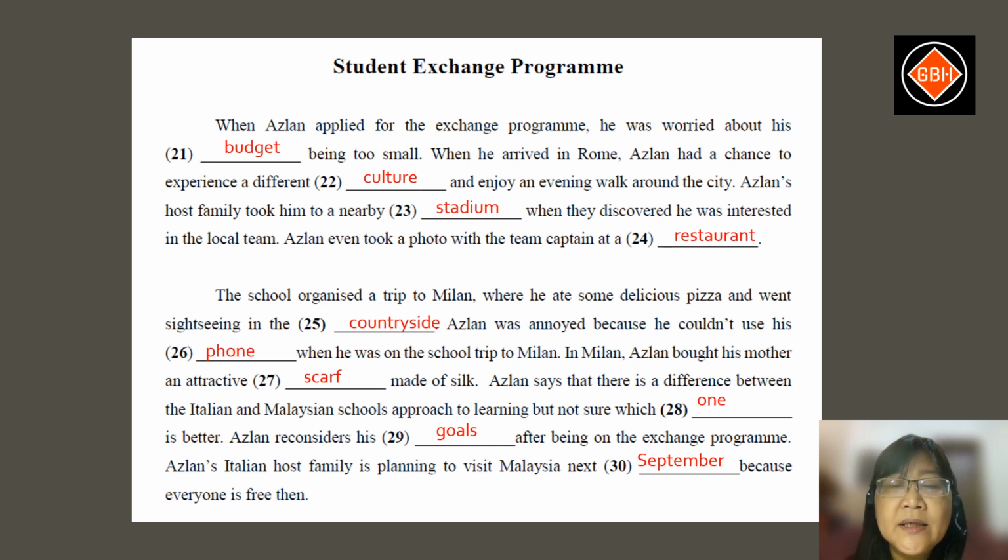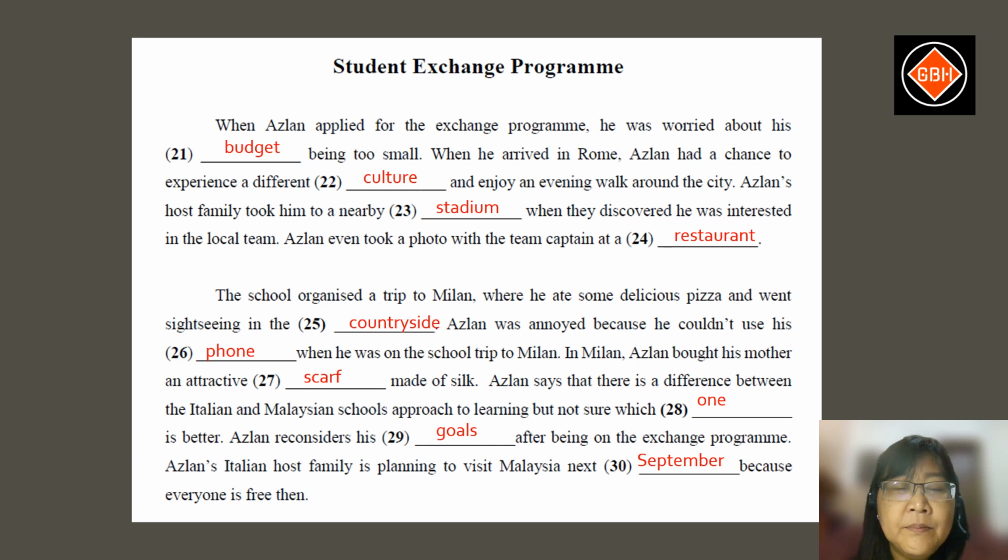Next one, 26. He couldn't use his. So here, his phone. So phone is a noun. And 27, Aslan bought his mother an attractive. So 27, an attractive. Attractive is an adjective. So you have scarf. Okay, next, 28. Aslan says that there is a difference between the Italian and Malaysian schools' approach to learning, but not sure which. So the answer is a noun, which one is better. And 29, Aslan reconsiders his, so his goals. So goals, it is also a noun.